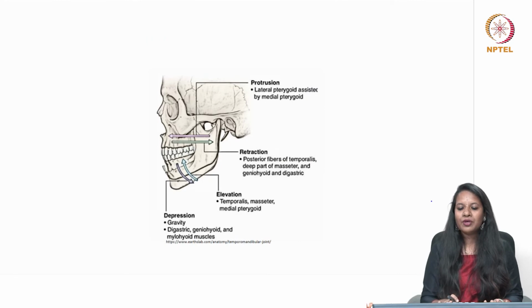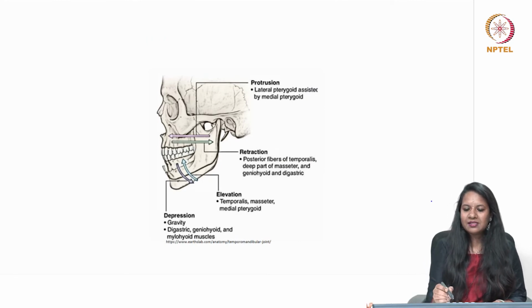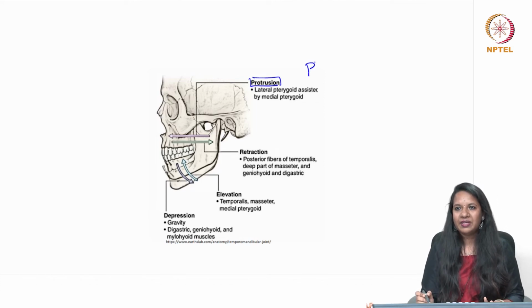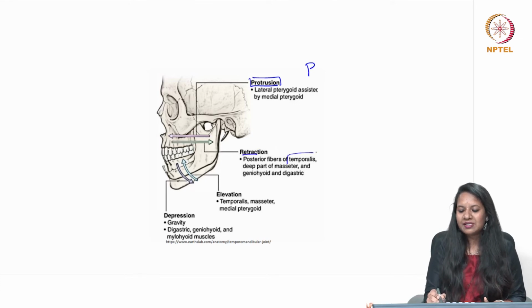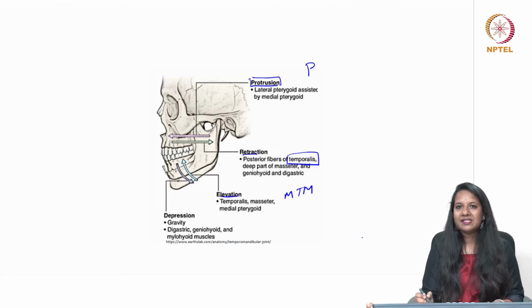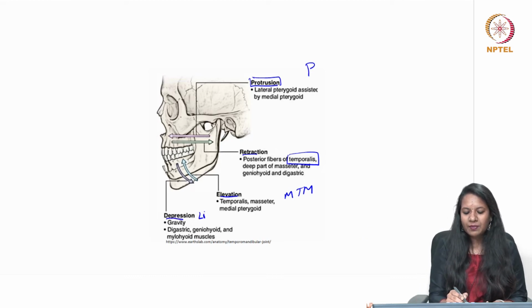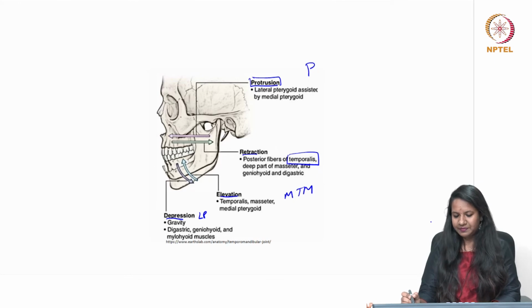So, this is the summary of these movements. Protrusion, remember, it is pterygoid muscle, so it is lateral pterygoid and the medial pterygoid. The retraction is mainly by the fan shaped muscle, that is temporalis. Elevation, I have already told you to remember MTM: masseter, temporalis and medial pterygoid. Depression is taken care by the lateral pterygoid.